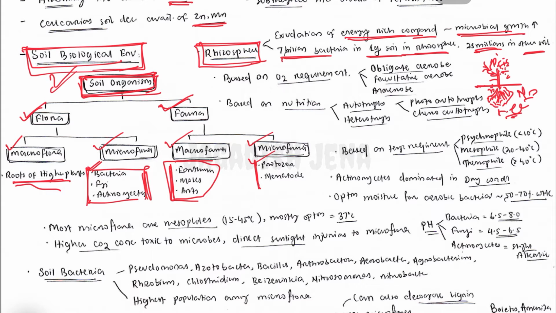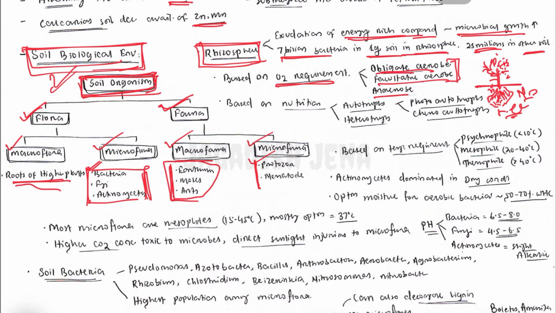So microbes feed on those compounds, and they can feed near the rhizospheric zone. So their dominance is higher near the rhizospheric zone, right? Based on oxygen, microbes are categorized into obligate aerobe, facultative aerobe, and anaerobe. So what is the difference between obligate aerobe and facultative aerobe?